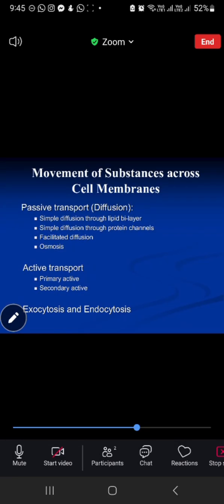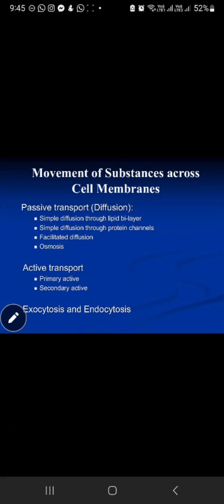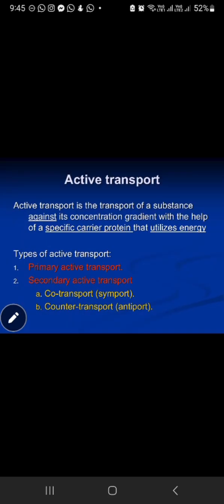Okay. For the movement of substances through the cell membrane, we talked about diffusion in all its forms: simple diffusion, facilitated diffusion, and osmosis. Now we will talk about active transport. The most important difference between active transport and diffusion is the need for energy. It is an active process that needs metabolic energy, that is ATP, so it goes against the concentration gradient. It requires a specific carrier protein and utilization of energy. There are two types of active transport: primary active transport and secondary active transport.